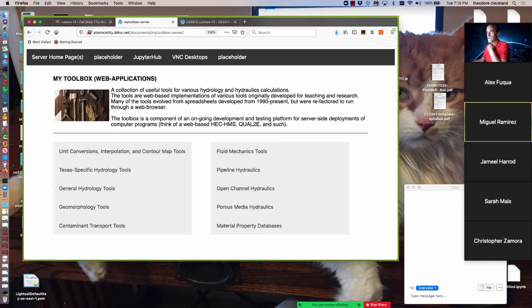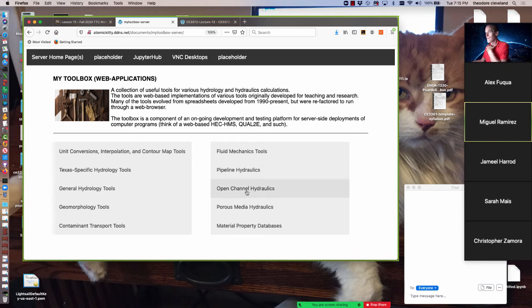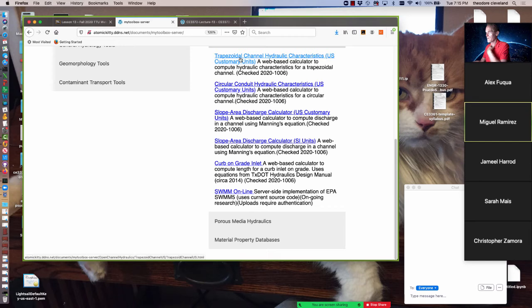So be sure that the toolkit you go to is the one on Atomic Kitty, because that one actually works. The other one won't work right. And we'll go into the open channel hydraulics, and we have a trapezoidal channel hydraulic characteristics for US customary units. And you can use it for SI units, but you'll have to convert those yourself.